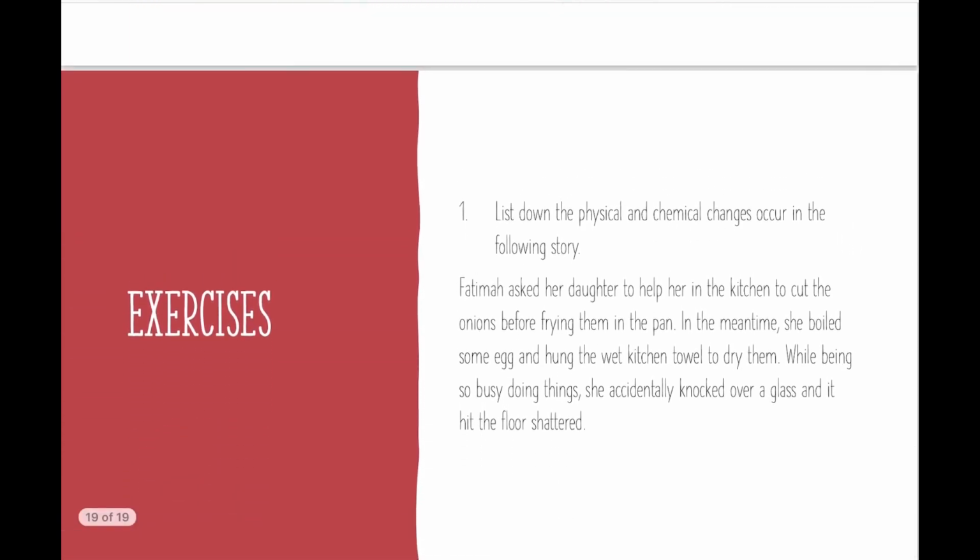Moving on to the exercise. Will you try to list down the physical and chemical changes that occur in this story? You may pause the video.